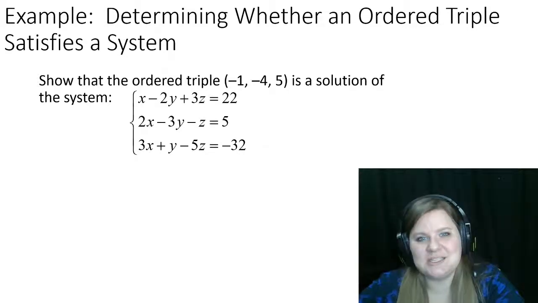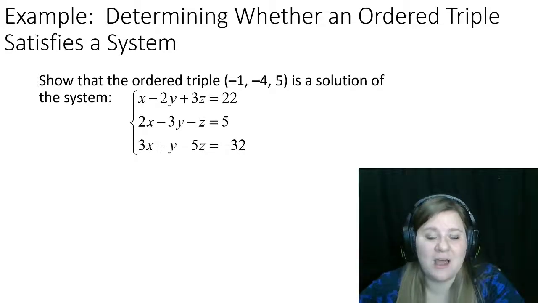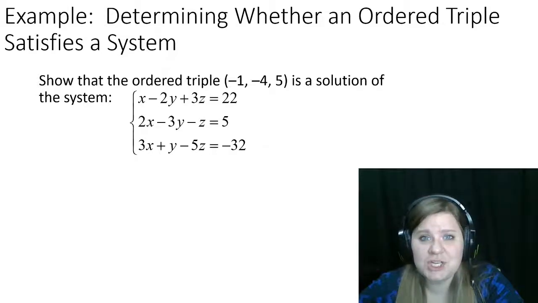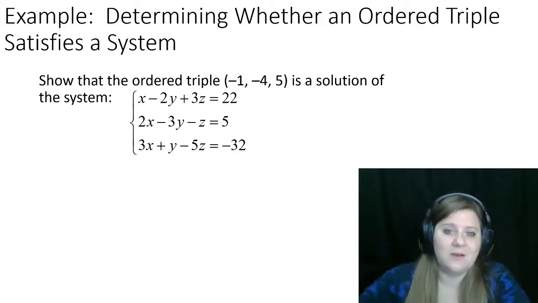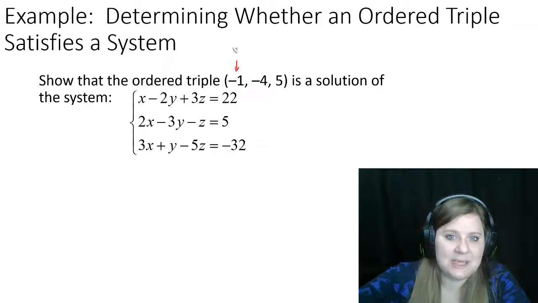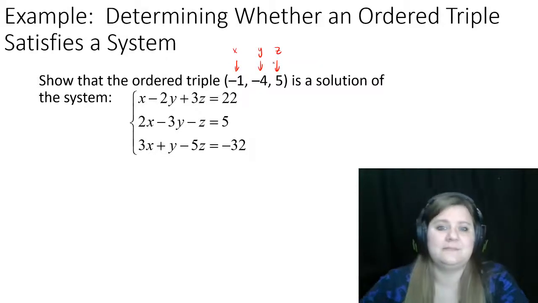So let's check to see if -1, -4, 5 is a solution of this system. Notice that in order for it to be a solution of the system, it has to be a solution for each and every equation. Also, notice that -1 is the x, -4 is the y, and 5 is the z.